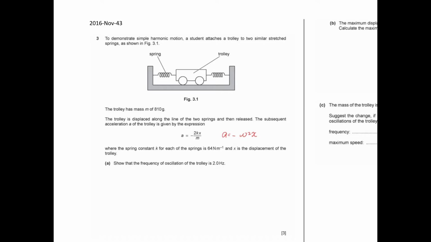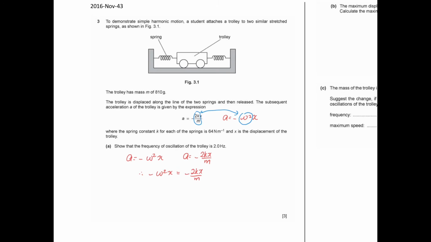For this case, we make use of the omega, equating it with 2k over m. We have x on both sides, so we don't want the x. We just equate this with that. Now let's write down. From a equal to minus omega squared x and a equal to minus 2kx over m, they are equal to each other. Then I simplify the equation. I cut the x on both sides, cut the negative on both sides, and then I will get omega squared equal to 2k over m.